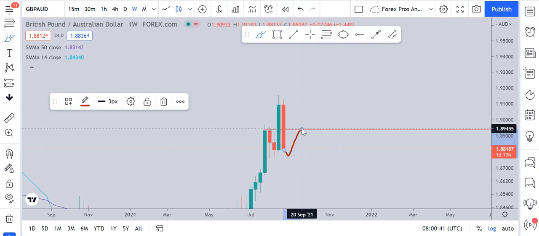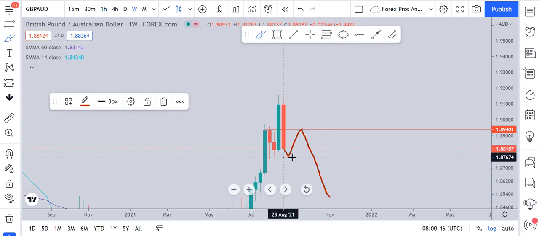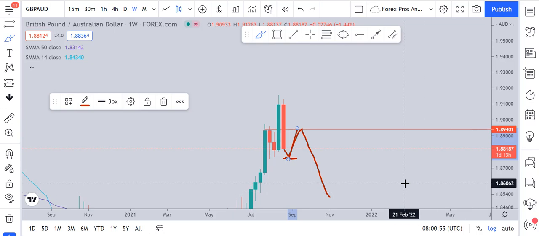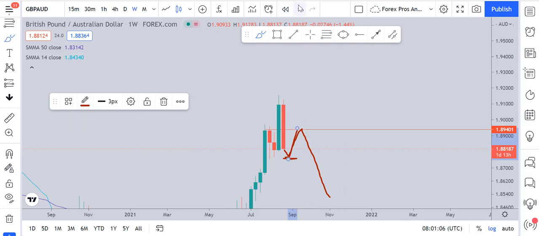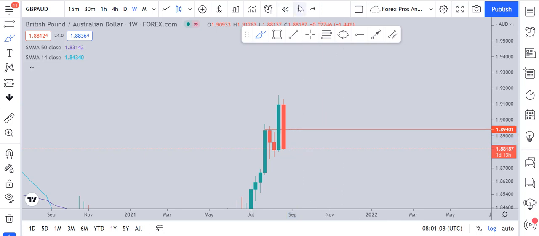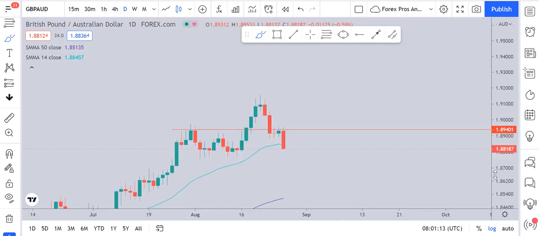From this point we can have a good shorting entry, and if you are able to get a good entry, you can also take a buy entry from this point up to the targeted point of 1.89401. I will be giving these signals in my Telegram channel, which you can join using the link in the description. So on the weekly time frame, we have an expected formation of a head and shoulders pattern, which we can use to make a lot of money.